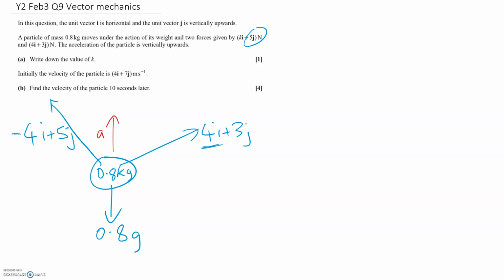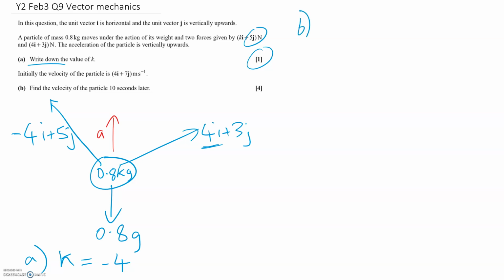So that answers part A. The answer to part A is just k must equal minus 4 in order for the horizontal forces to cancel each other out. You can tell it's going to be a quick answer because there's only 1 mark and it just says write down. No calculations necessary. So k is minus 4 and the diagram looks like that.